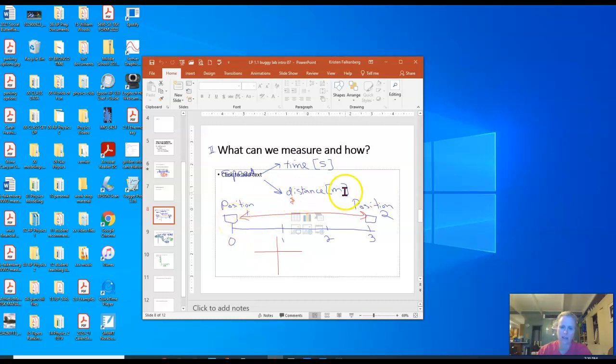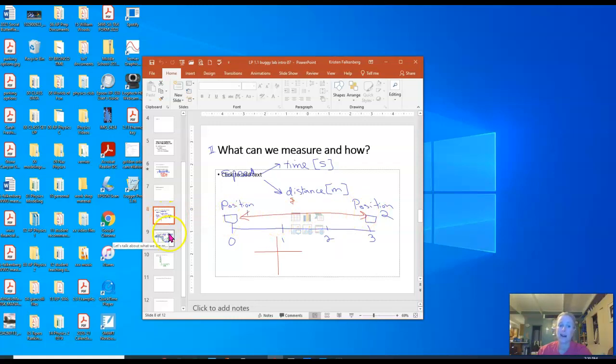And we talked about distance a little bit. How do we find distance? Well, really, if we measure the position at a certain time and a second position at a certain time, we can know the distance that it traveled. So really what we're measuring is position over time, okay?